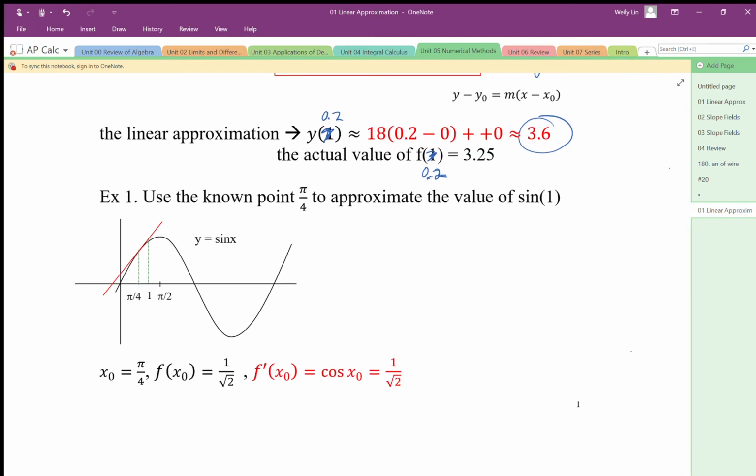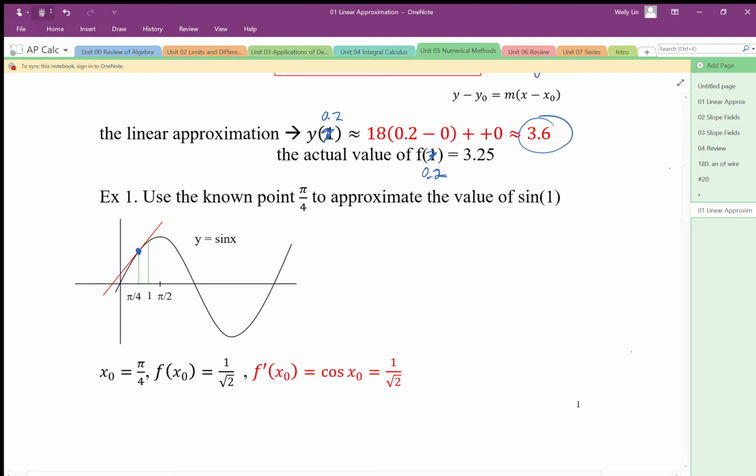So this one here, we can take a known point, an exact value, sine of pi over 4. We're going to take that coordinate, find the slope at that point, find the equation of this red tangent line, and then use that tangent line to approximate a point at x equals 1, which is not an exact value. But it's pretty close. Pi over 4 is somewhere around 0.7 something, and at 1, it's close enough to give us a reasonable approximation of sine 1.